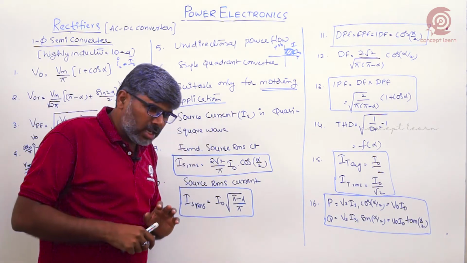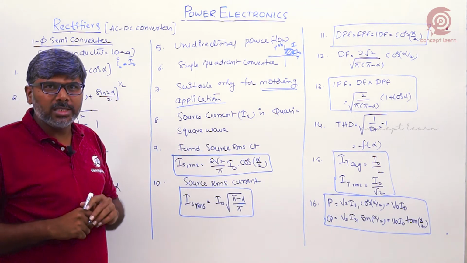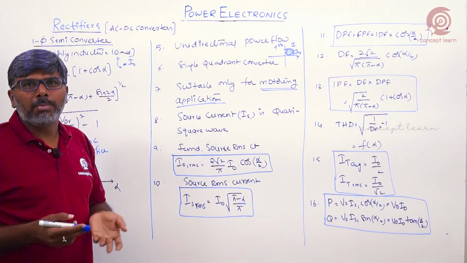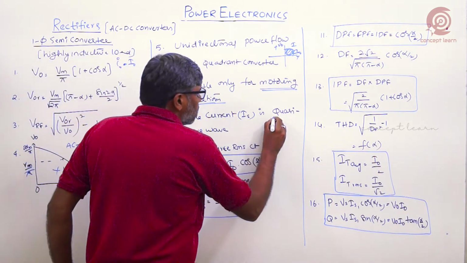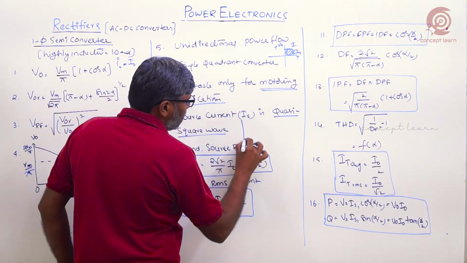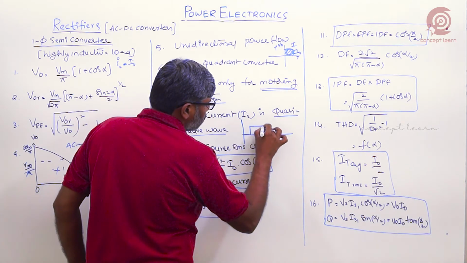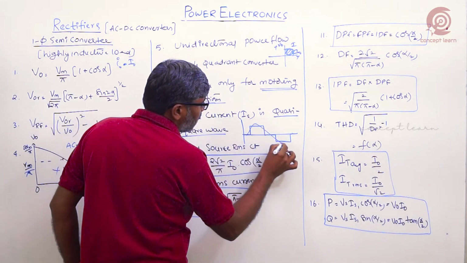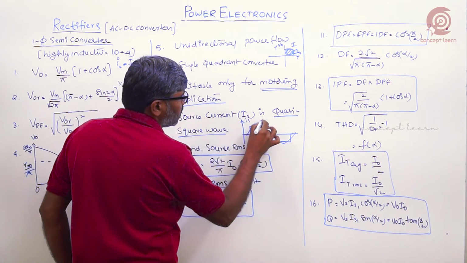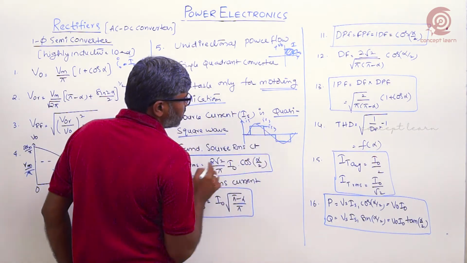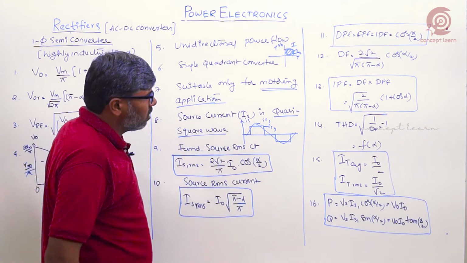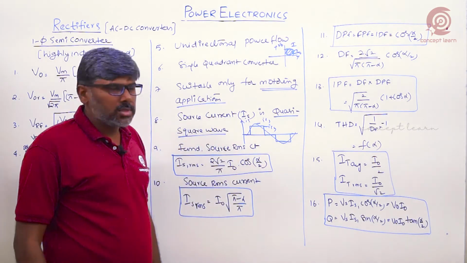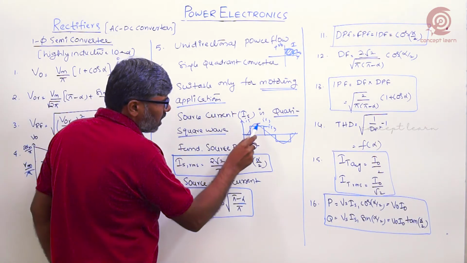Now coming to the source current analysis. Source current is not sinusoidal like the supply voltage. It gives a quasi square wave, meaning the nature of the source current is quasi square like this. This is not sinusoidal. This is the fundamental, this is the RMS. So why does it give a quasi square wave instead of sinusoidal? Because of odd harmonic components, right? So this is the fundamental, this is the harmonic.